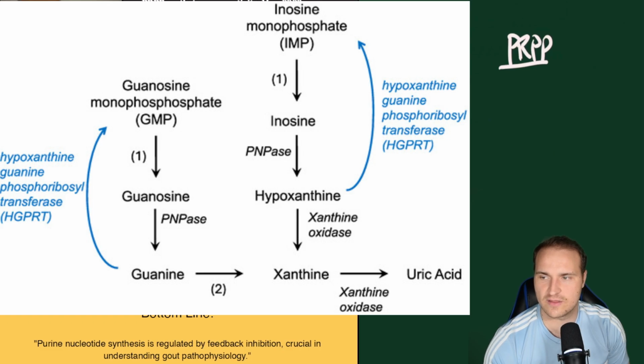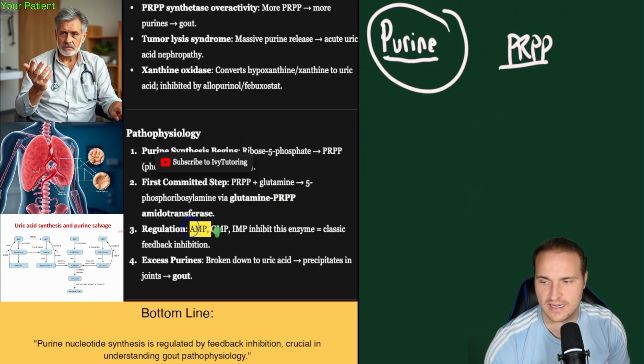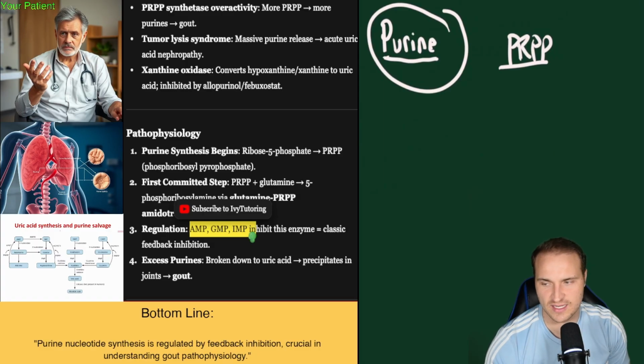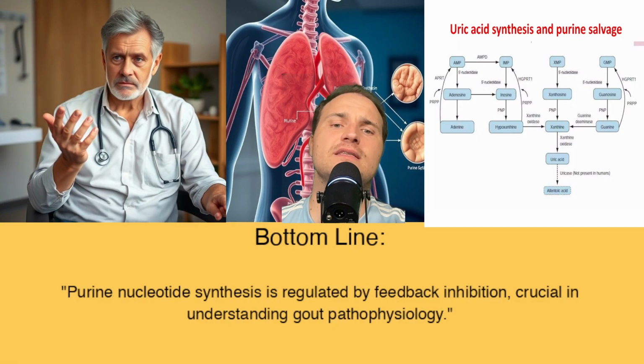All right, so here's the pathophysiology. More PRPP, more purines, more gout. Xanthine oxidase is inhibited by allopurinol. Start with ribose 5-phosphate, then PRPP is added. The first committed step is right here, and the regulation is by AMP, GMP, and IMP. So uric acid will precipitate in the joints and cause gout. So purine nucleotide synthesis is regulated by feedback inhibition. It's crucial in understanding gout physiology.